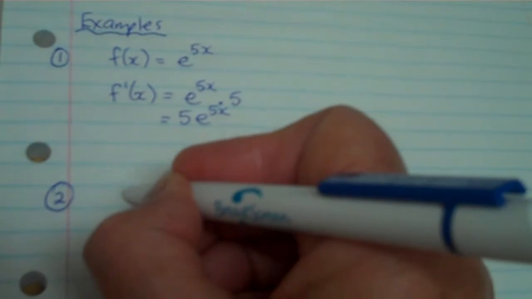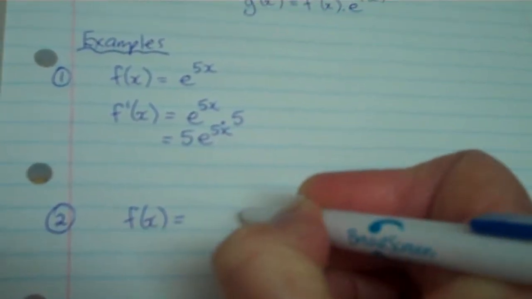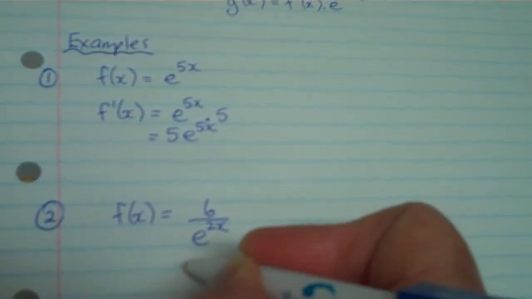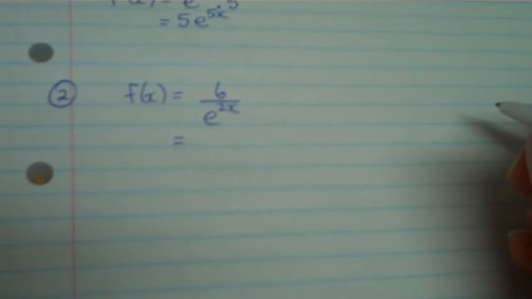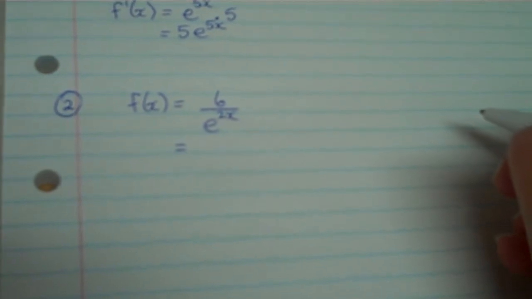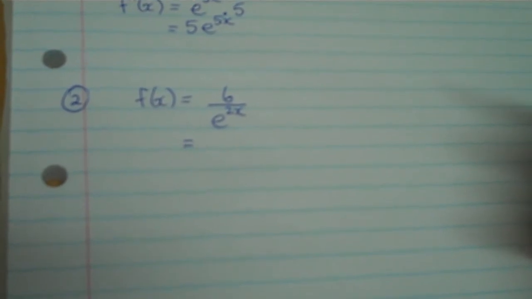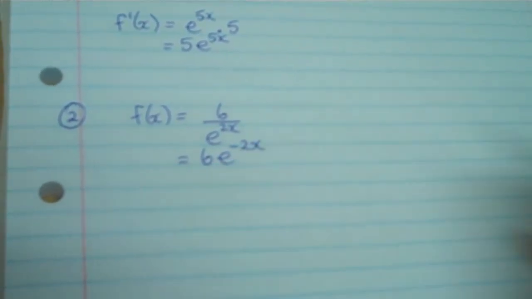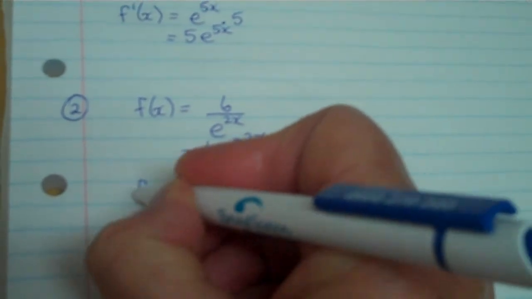You may have to use a bit of manipulation and changing these things around before you are able to differentiate them. So for example, this one, 6 over e to the 2x. We can't differentiate it as it stands there. We need to move that e to the 2x up to the top line, and it's the same as moving any other power up to the top line. The power changes from positive to negative, so this is 6e to the negative 2x. So now we can differentiate this.